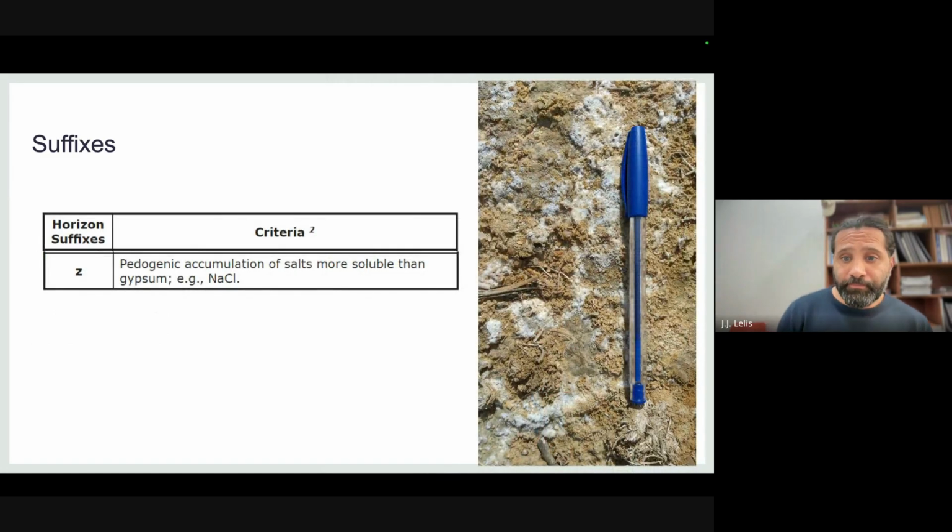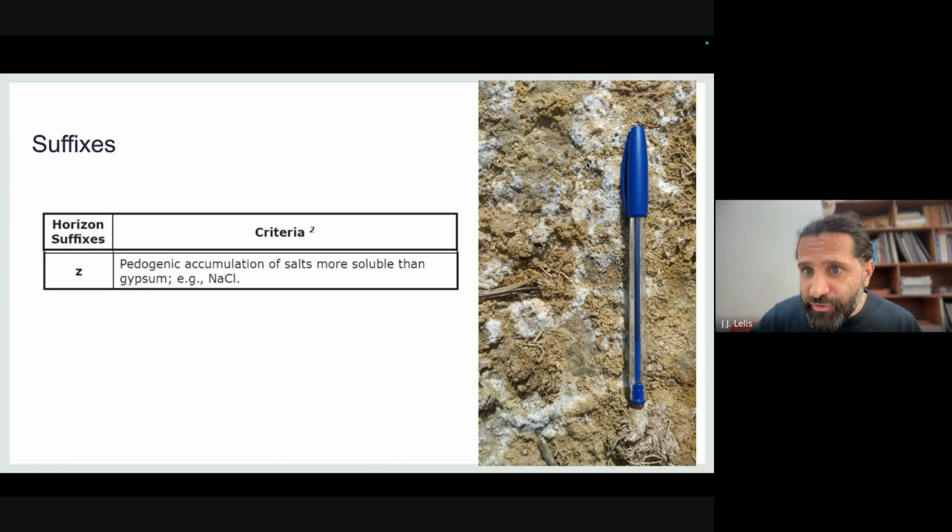Another suffix that can also be used for everything is the z suffix. The z suffix expresses accumulation of salts that are more soluble than gypsum. You can just dissolve them with cold water. So if you bring some cold water to the field work, you can try to dissolve them. If they dissolve, yes, we have another kind of salt, not gypsum, okay? And in this case, we use the letter z.